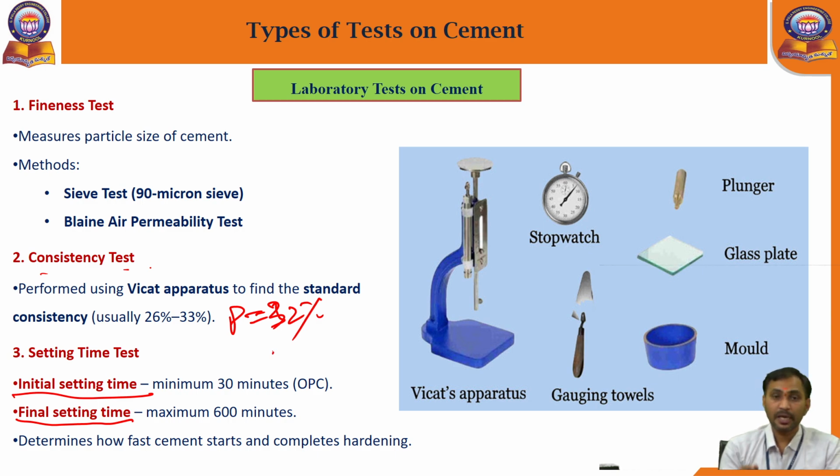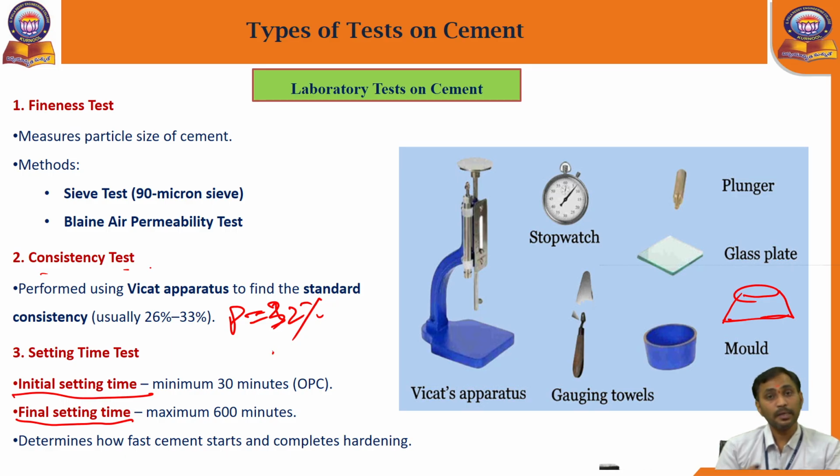I will calculate 0.85 into P and get the water quantity. Then add that water quantity into the cement to prepare the cement paste. That cement paste will be placed in the mold.